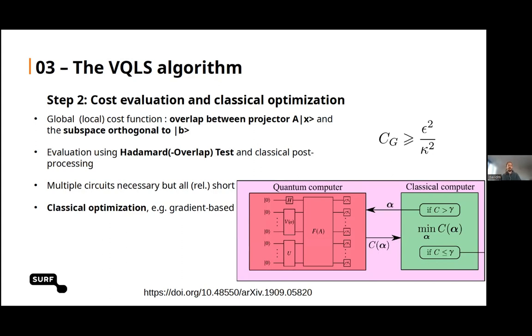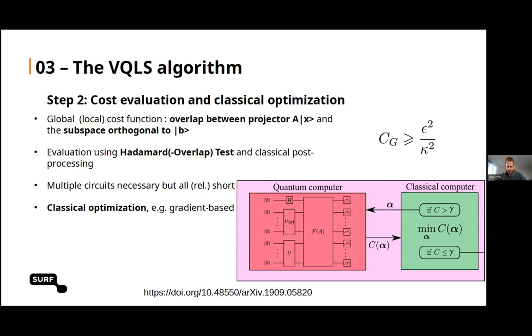which is the cost evaluation and the classical optimization of the cost. So now we can come up with a cost function. And this very simply is just the overlap between the projector AX and the subspace which is orthogonal to B. So basically, if X is exactly the solution, this overlap will be zero. And so gradually, as we get closer and closer to the perfect solution, this cost function gets closer and closer to zero. Because if we use it as the global overlap, this can also lead to the barren plateau problem. We can also instead use a local cost function where we just look at the local overlap. But this is mainly necessary if we go to large system sizes.